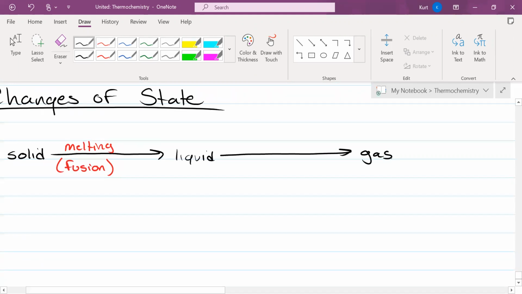Not evaporation, vaporization. Just vaporization. My bad.